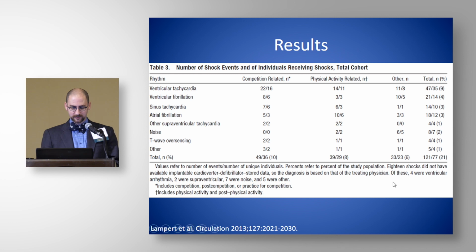Again, I find it difficult to look at these tables here. There were a fair amount of shocks that happened during competition or practice. There were some that happened during physical activity that were not competition, so someone who's off jogging, let's say, on their own. And there were times when people had events that were not associated with activity. And it could be VT, it could be VF, but then there were also shocks for sinus tachycardia, and they were more likely to happen during sport or during physical activity. Some atrial arrhythmias like AFib, and other SVT. Occasionally there were shocks for noise, although it's interesting that the noise happened more commonly not during sports. And then some T-wave oversensing and other things.